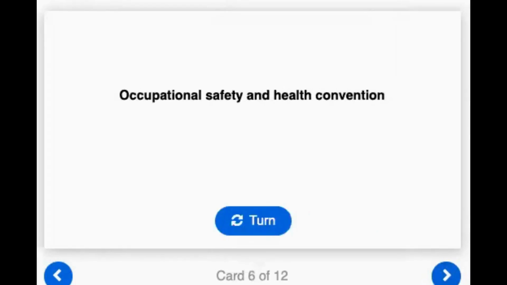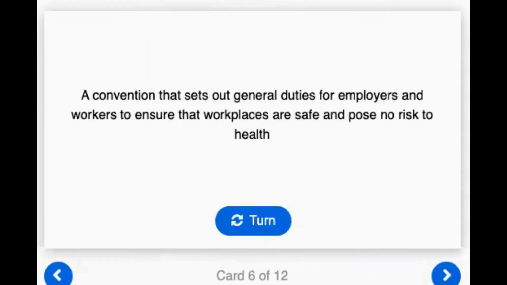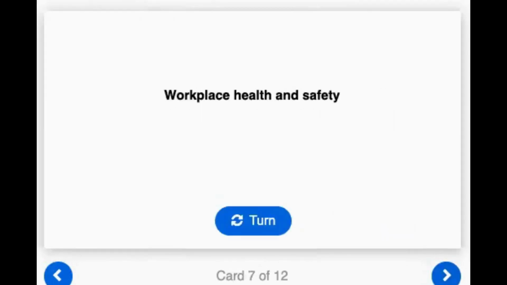What is the Occupational Safety and Health Convention? As I briefly explained in the previous lecture about the conventions and recommendations, the two main laws of ILO regarding health and safety. Here he's asking about what is the Occupational Health and Safety Convention, the main law. So I turn the card and you will see the response. A convention that sets out general duties for employers and workers to ensure that workplaces are safe and pose no risk to health.